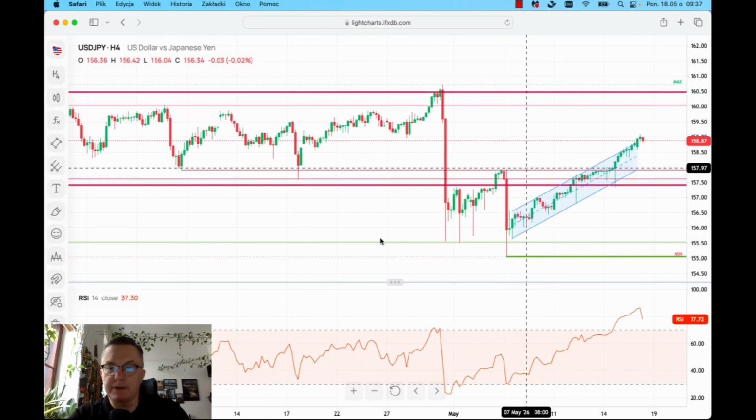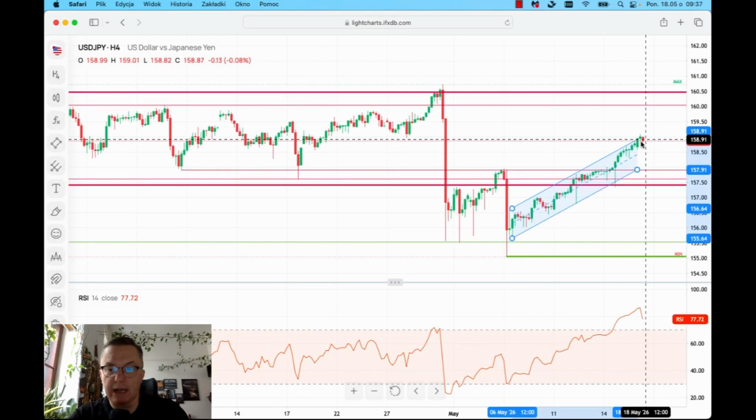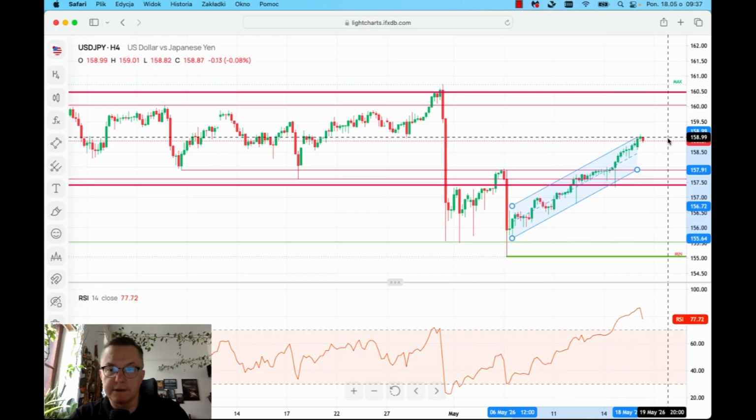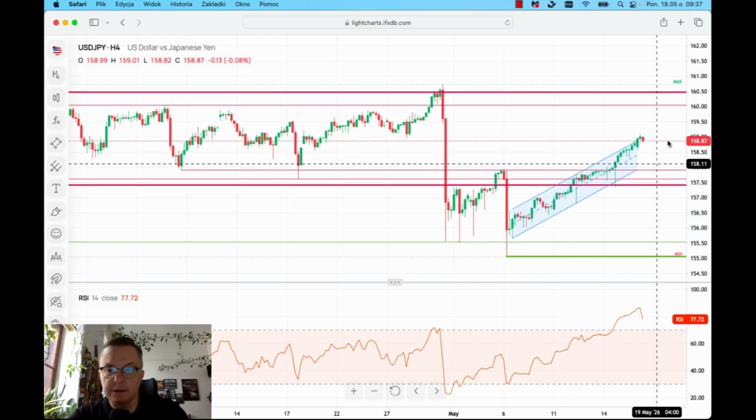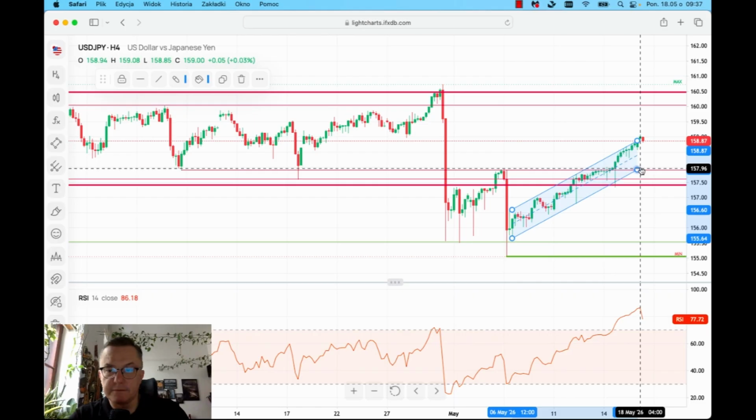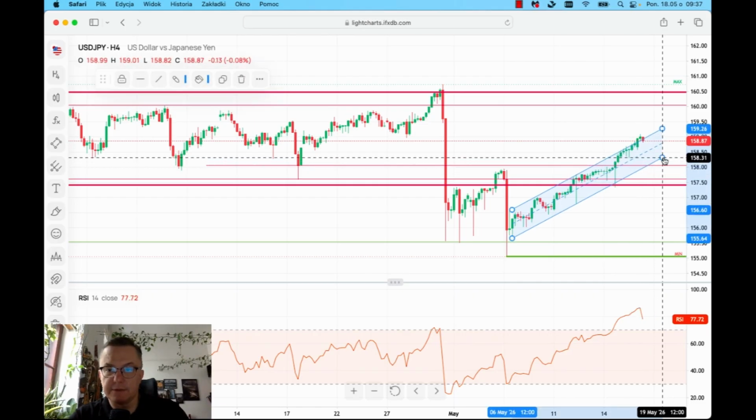US dollar versus the Japanese yen keeps moving higher. It's out of the channel, all right. Nevertheless, I will stick to my previous channel. Let me just move it a little bit higher. Exactly, not this one, but this one. Let me just move it a little bit higher.